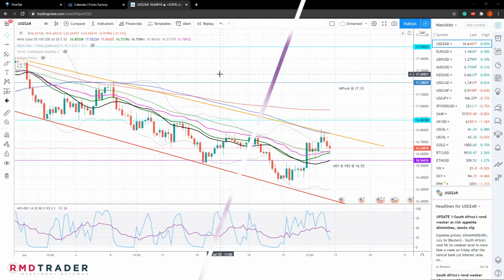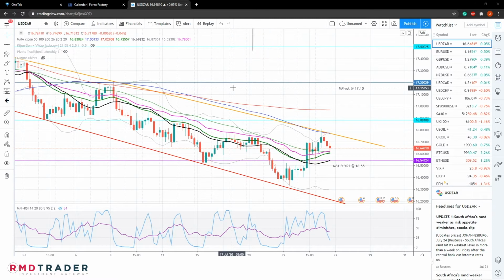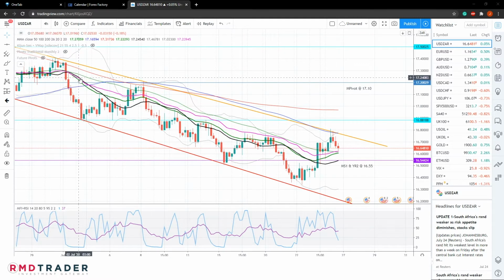Starting with the US dollar to South African rand. As expected, last week the Reserve Bank cut the repo rate by 25 basis points, so no real surprises there. We can see that the US dollar South African rand is still in its downtrend, and the trend has not yet been broken, as can be seen from the overhead diagonal resistance line.